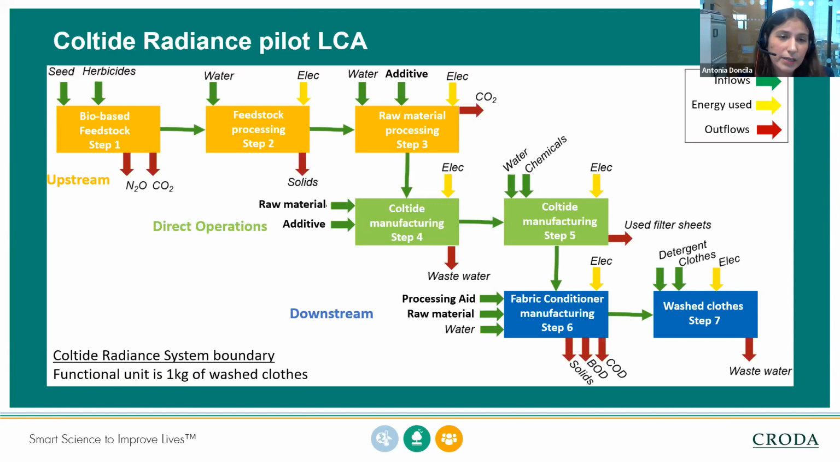And then the green, yellow, and red arrows indicate the inflows, so the material used, the outflows, or the waste produced, and the energy required in each life stage, and thus the data we had to collect for each data inventory.